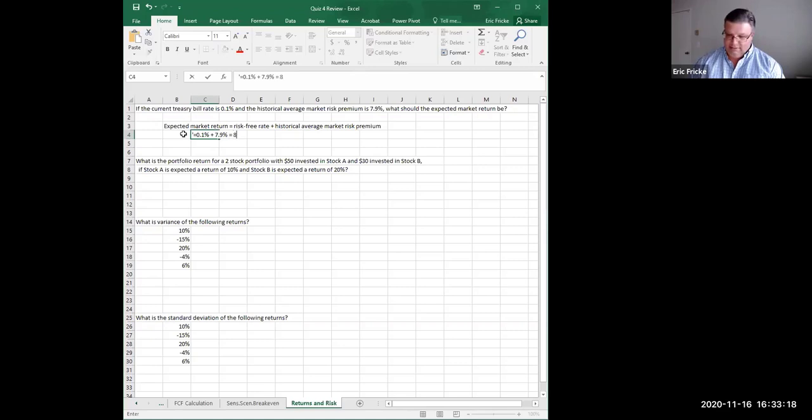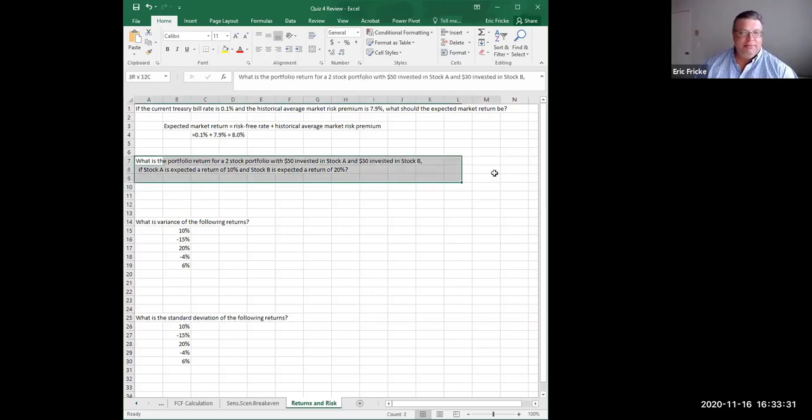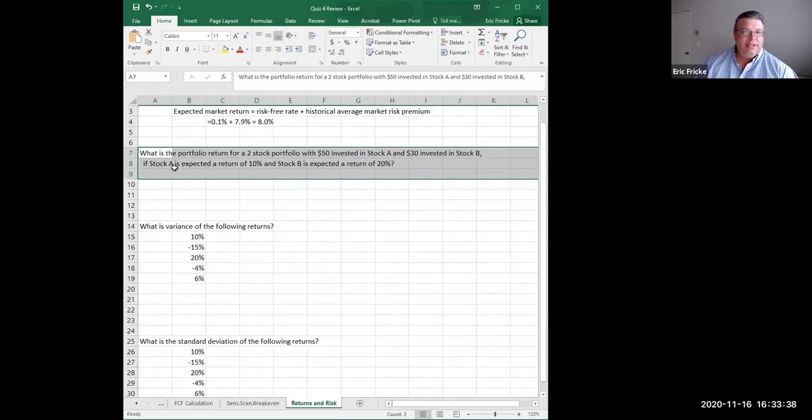And that's just equal to 8.0%. Okay, take a look at this problem now. What is the portfolio return of a two-stock portfolio with $50 invested in stock A and $30 invested in stock B if stock A has a 10% return and stock B has a 20% return?